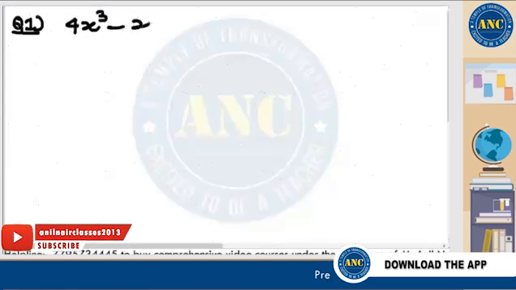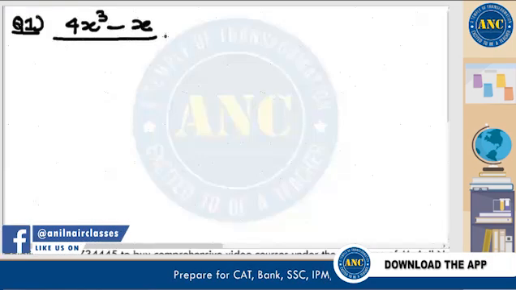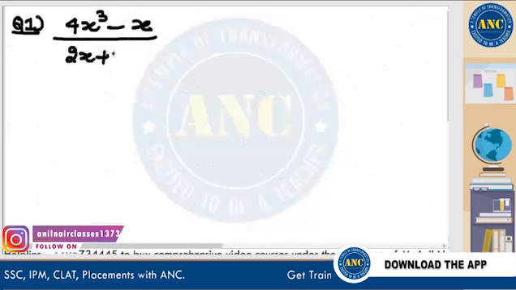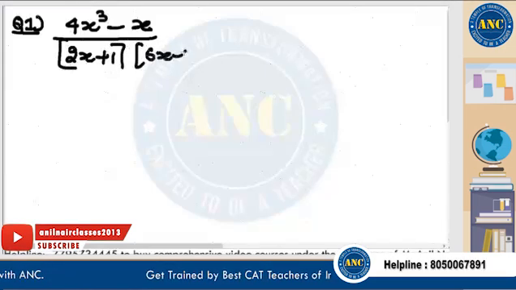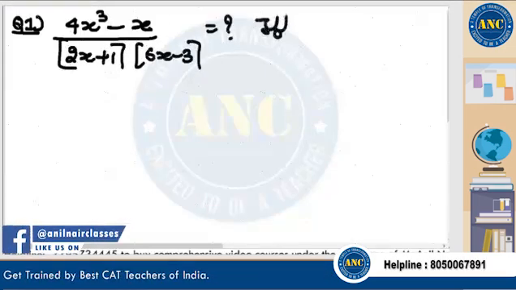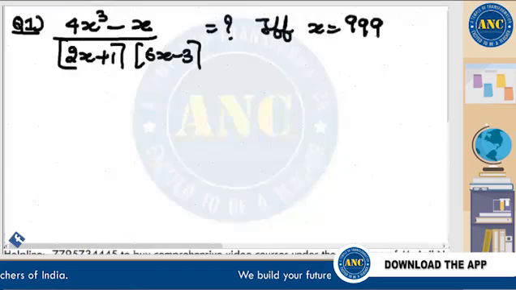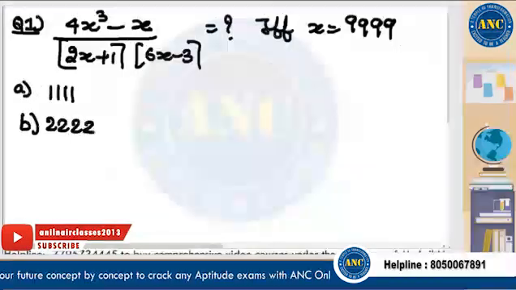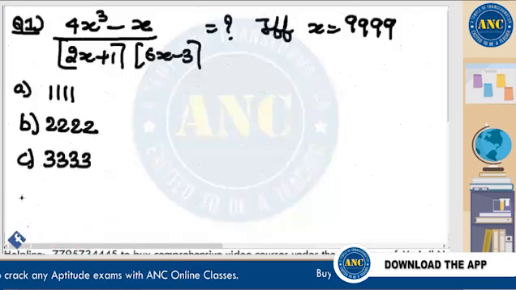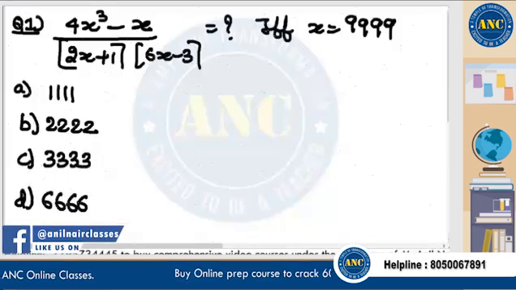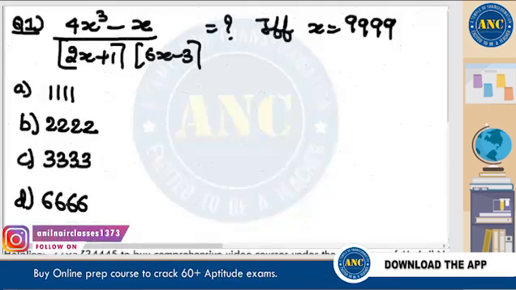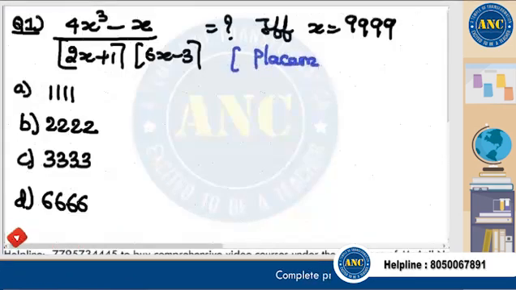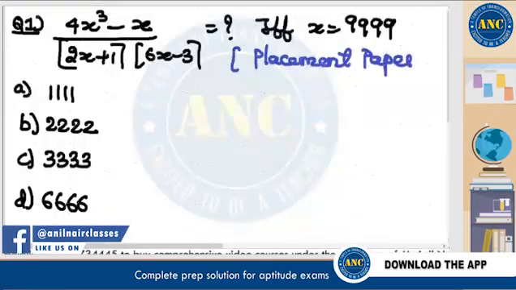(4x cube minus x) divided by (2x plus 1) into (6x minus 3) is equivalent to how much, if x is equivalent to 4 nines? Options: 4 ones, next is 4 twos, next is 4 threes, and next is 4 sixes. (4x cube minus x) by (2x plus 1) into (6x minus 3). This is taken from a placement paper. If x is equivalent to 4 nines.